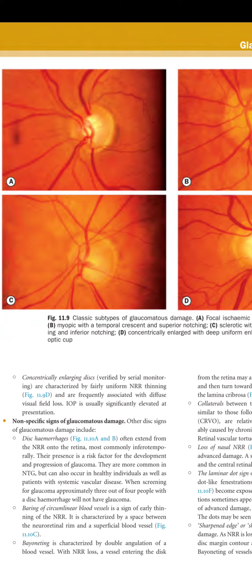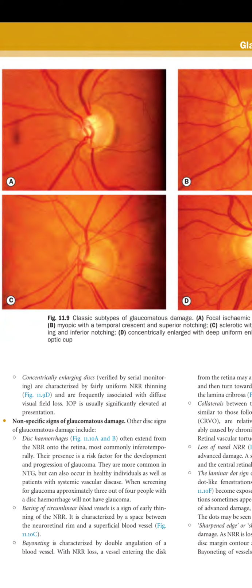Other disc signs of glaucomatous damage include disc hemorrhage, which often extends from the neuroretinal rim onto the retina. Most common infratemporally, their presence is a risk factor for the development and progression of glaucoma. They are more common in normal tension glaucoma, but can also occur in healthy individuals as well as patients with systemic vascular disease. When screening for glaucoma, approximately 3 out of 4 people with a disc hemorrhage will not have glaucoma.